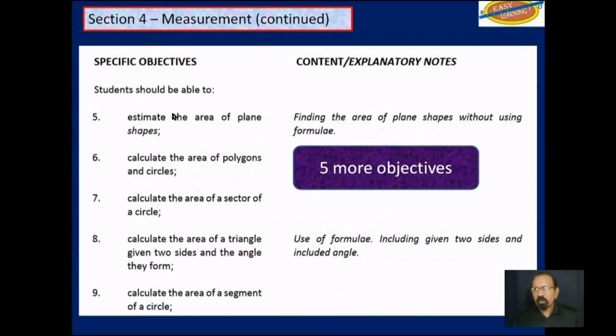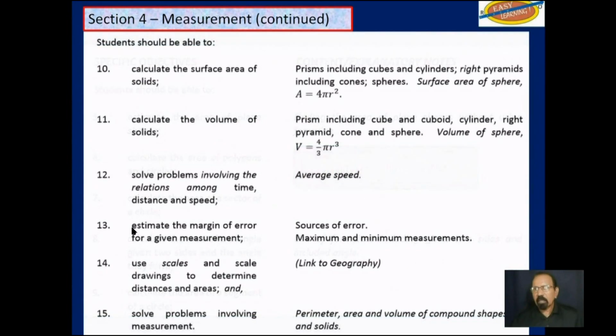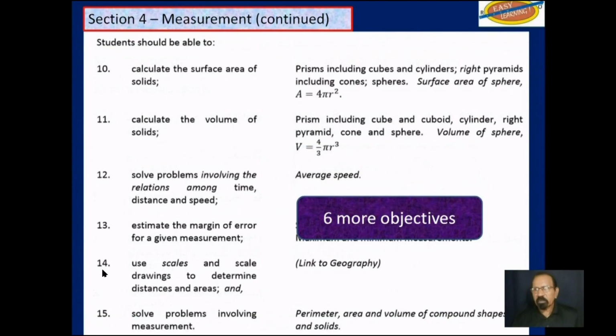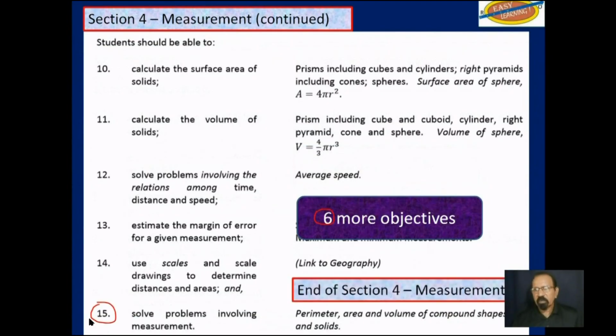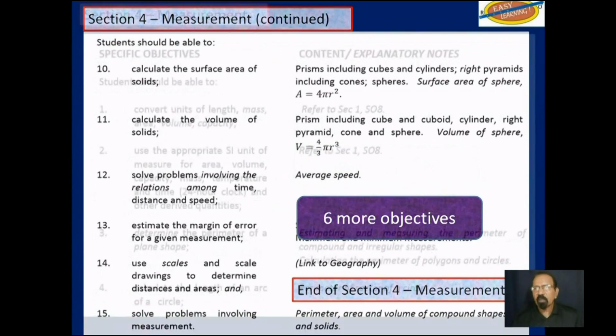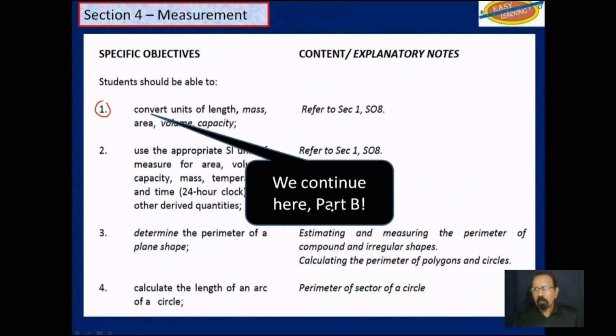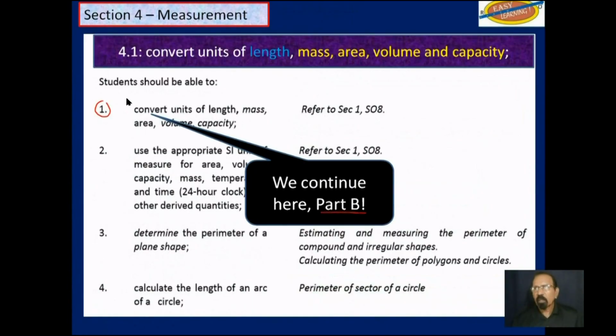After we finish with those 4 objectives, there are 5 more on this page. And then finally, there are 6 more, and that will take us to 15 objectives, which is the end of section 4, measurement. Part B, objective 1. Convert units of mass, area, volume, and capacity. That is what we will be doing in this video.